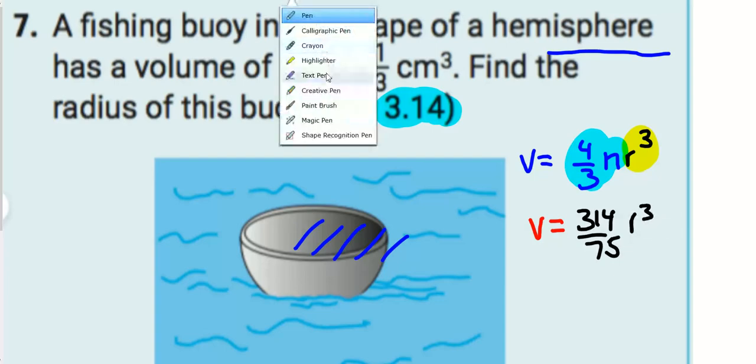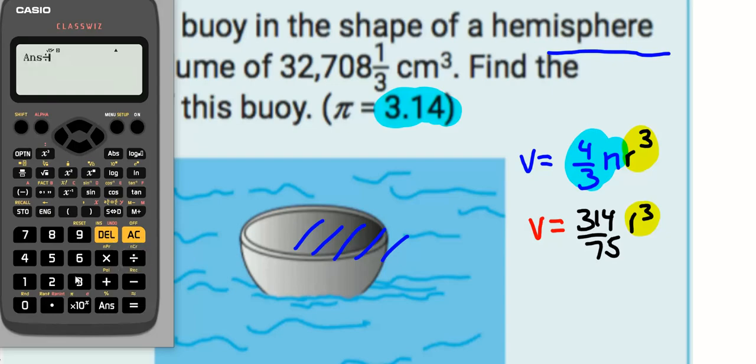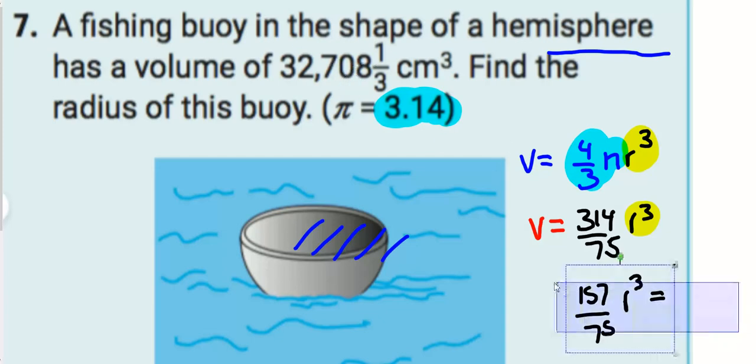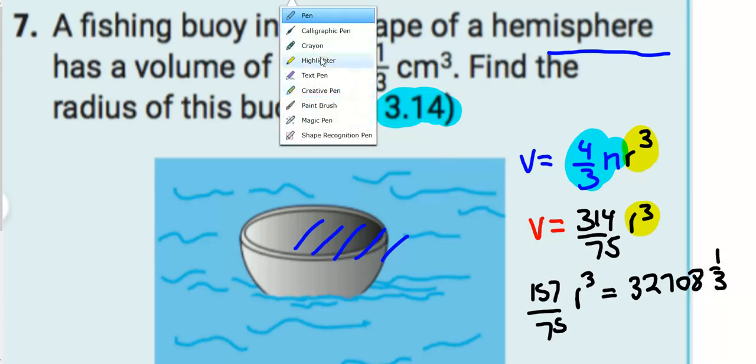Now, that's for a full sphere. That's not for a hemisphere. That's for a full sphere. So what should I do with the 3? Yeah, I'm going to divide that by 2. I get 157 over. Okay, great. Now, what does it say my answer is equal to? What does it say the volume of the hemisphere is? Yeah, 32,708 and 1/3.